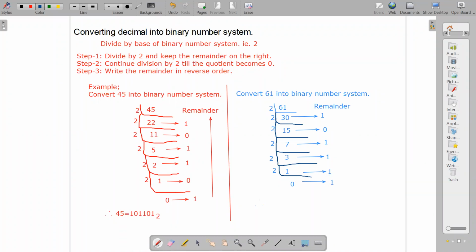Therefore, 61 equals to how much? 61 is equal to, from down to up we have to write 1 1 1 1, then again a 0 and 1. Base 2, 111101.